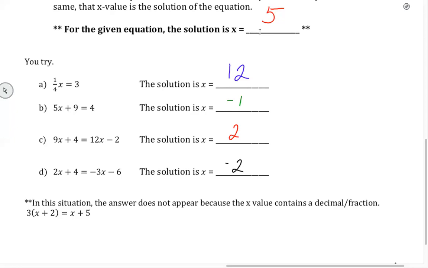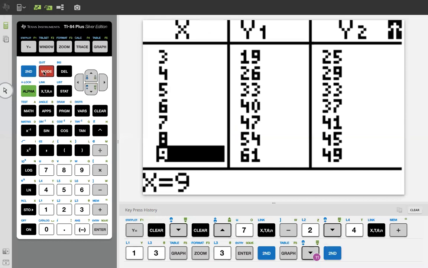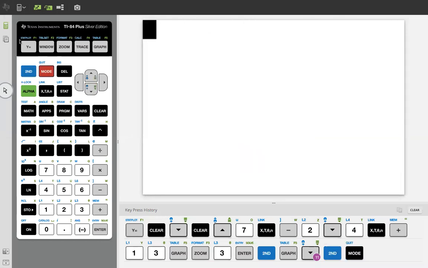Now, I already told you, if I try to answer this bottom one using the graphing method I just taught you, it's not going to work. All right, it says it right there. It does not appear because it's a decimal. But there's other ways to do it. And no, this is not in your notes, so you have to pay attention.